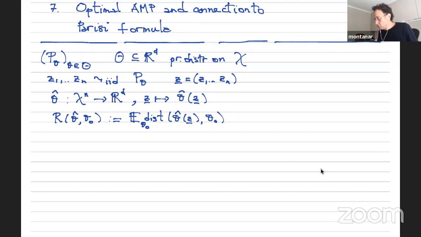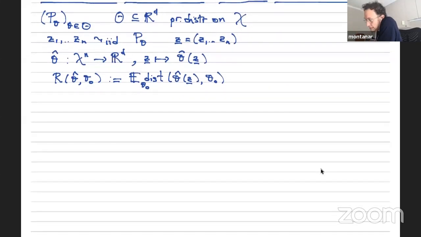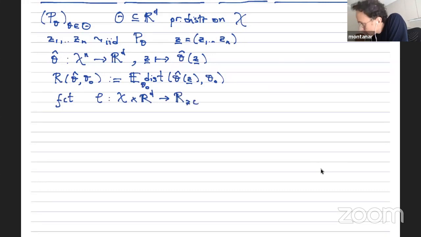So this is the general setting of statistical estimation. You have samples and you want to estimate a parameter, or a function of the distributions that these samples have been generated from. Now there exists one canonical approach to this, and the most popular approach is the following. You come up with a function, let's call it L, sometimes called a loss function, from the sample space times R^d, or times Theta, to the non-negative reals.